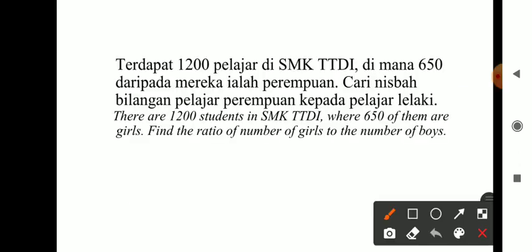Next, this is chapter 4 Form 1, so we revise a little. There are 1200 students, 650 of them are girls. Write down the ratio of the number of girls to the number of boys.